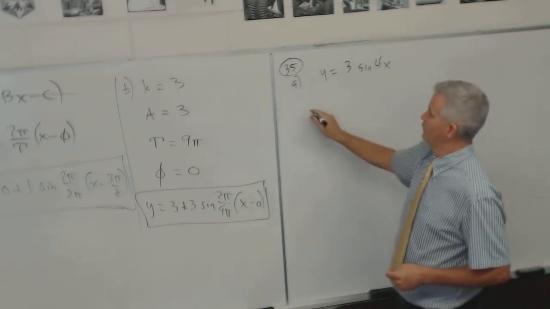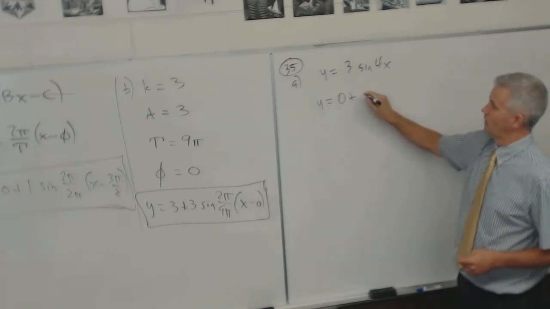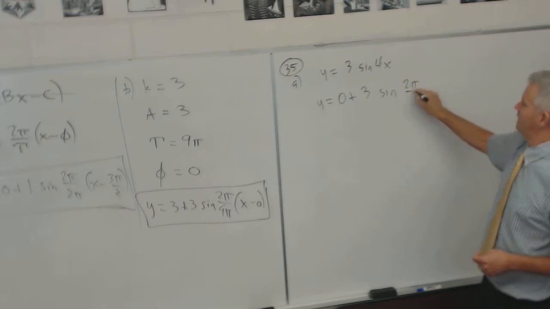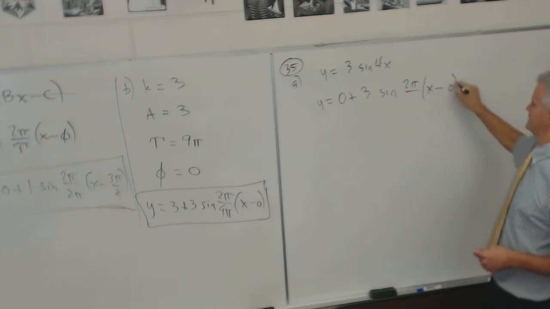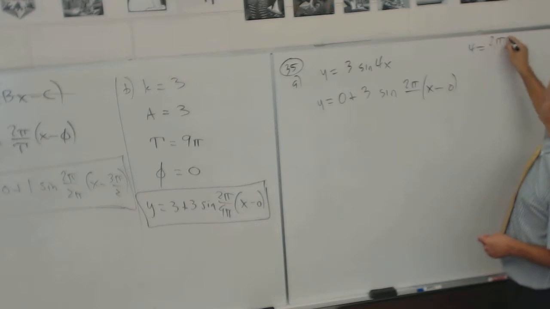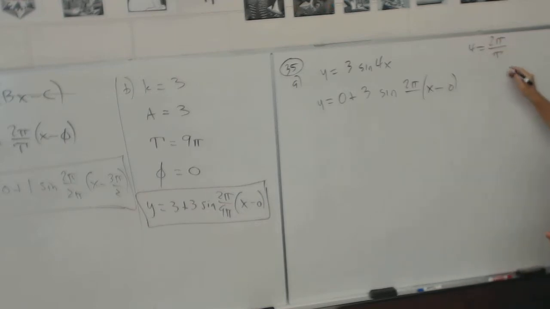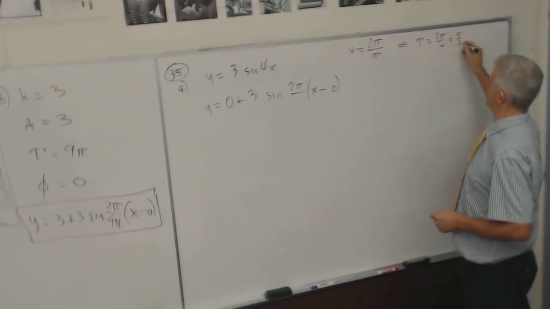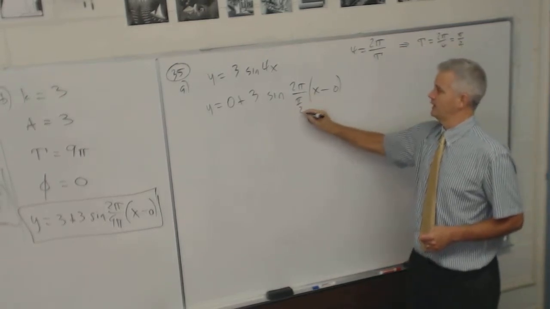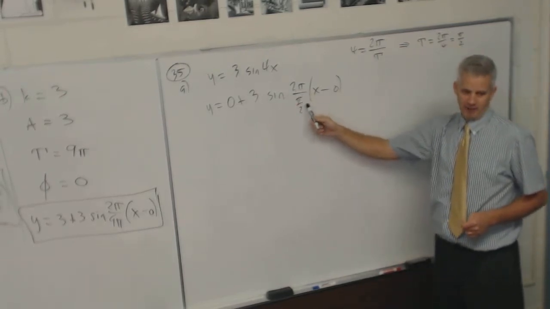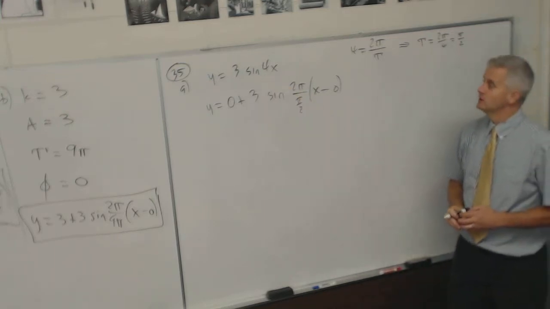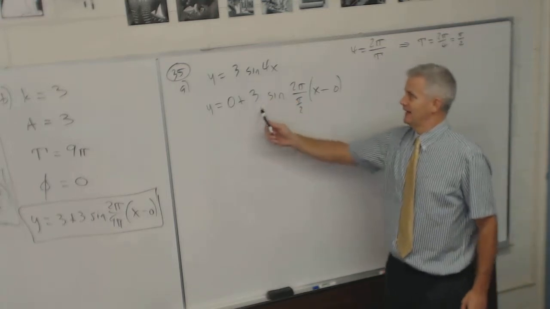Okay. I'm going to rewrite it out. y equals 0 plus 3 sine of 2 pi over something times x minus 0. Now I know that 4 is 2 pi over the period. So that yields the period is 2 pi over 4, which is pi over 2. So I'm going to put pi over 2 right here. Notice 2 pi divided by pi over 2 is the same as 4.